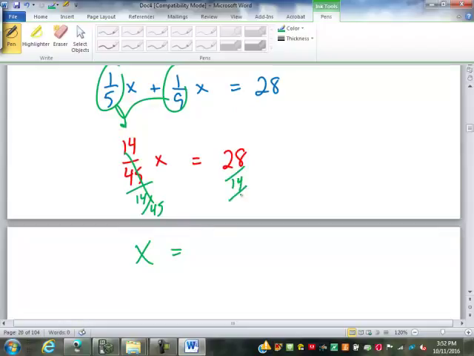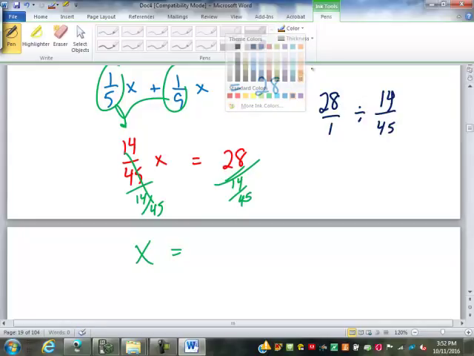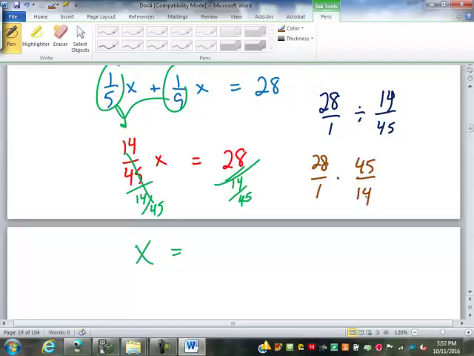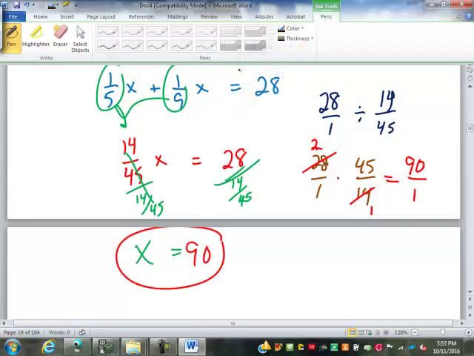Divided by 14/45 here. 28 over 1 divided by 14 over 45 becomes 28 over 1 times 45 over 14. Cross cancel, 28 and 14 gives me 1 and 2. 2 times 45 is 90. 1 times 1 is 1. So x equals 90. Any questions? Can I try one of those in your notes?